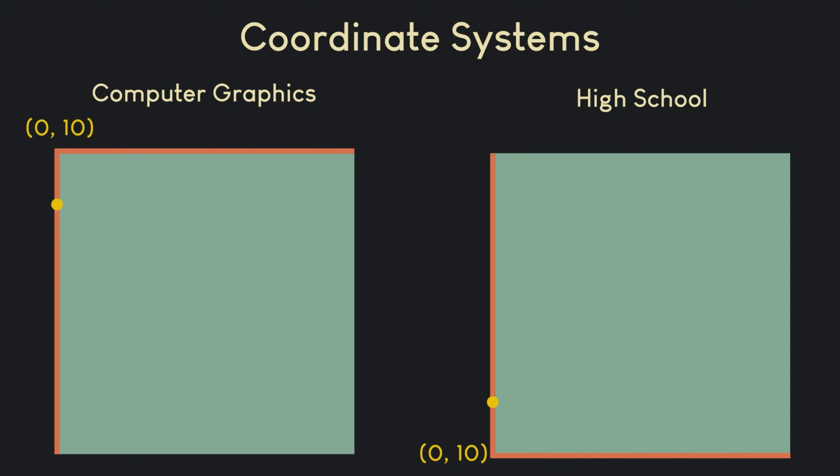This means that a point at 10, 10 will be located 10 units to the right and 10 units down from the origin. We will be using the top left corner coordinate system in our Space Invaders game. That's why it is important to understand the difference between these two coordinate systems.